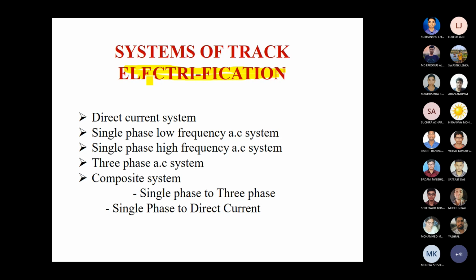So what types of supplies are there? Normally in the initial days it was DC. Now the system uses AC. You know the Delhi Metro, Calcutta Metro. Different metros are there, and their specifications are also different. In the Delhi Metro, you know there is a contact wire, the current carrying portion, on the upper side, just above your metro.